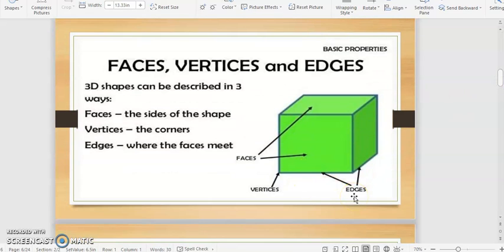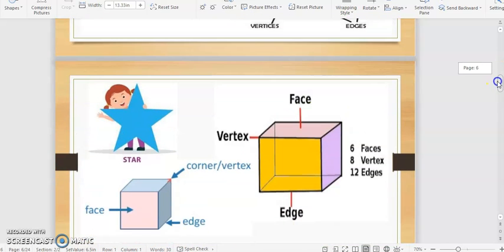Basic properties of a cube. Now what do you think is faces, vertices and edges? So 3D shapes can be described in absolutely 3 ways. These are the faces. This is called a vertex, plural of vertex, vertices, and these are the edges. What do you think this shape is, my dear children? Absolutely correct. This is a cube. Can you identify the faces, vertex and edges of this figure?